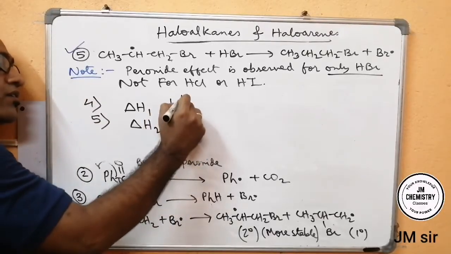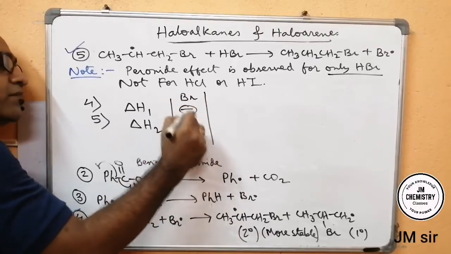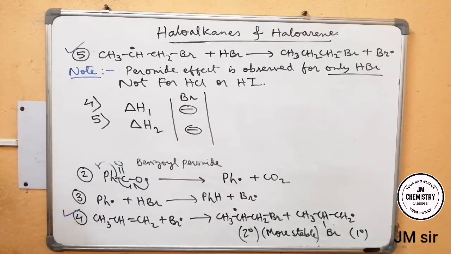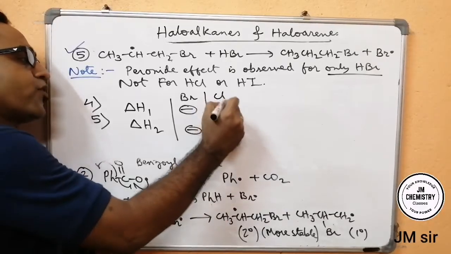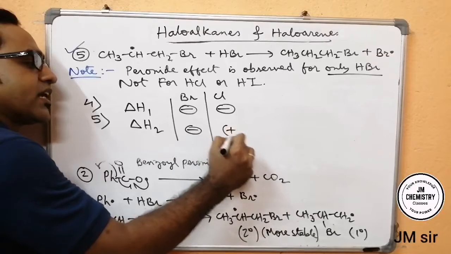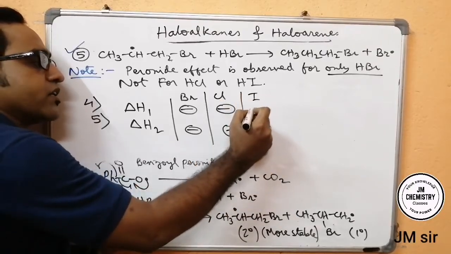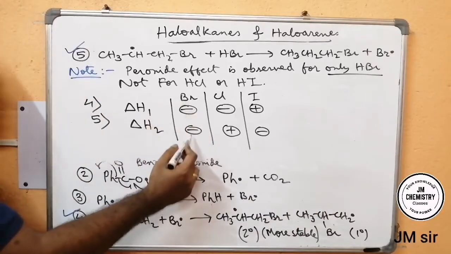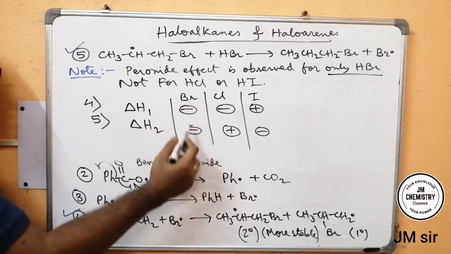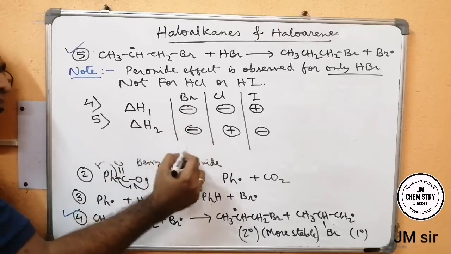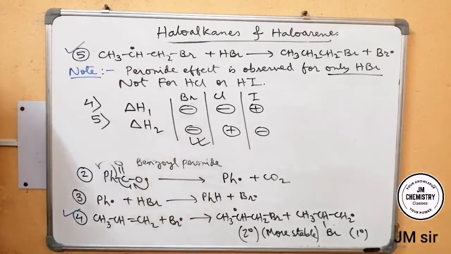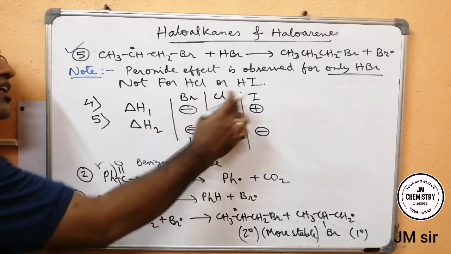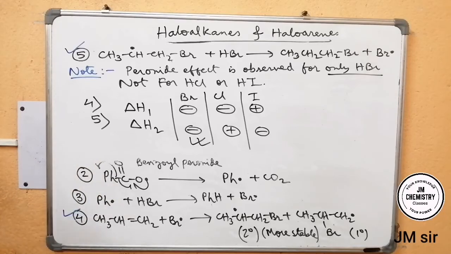Now for Br, both the enthalpies are negative, that is both the reactions are exothermic. But for chlorine, the first one is exothermic, the second one is endothermic. But for iodine, the first one is endothermic, the second one is exothermic. Since it is exothermic for both steps, bromine shows peroxide effect. Chlorine and iodine do not show peroxide effect. HBr shows peroxide effect, HCl and HI do not.